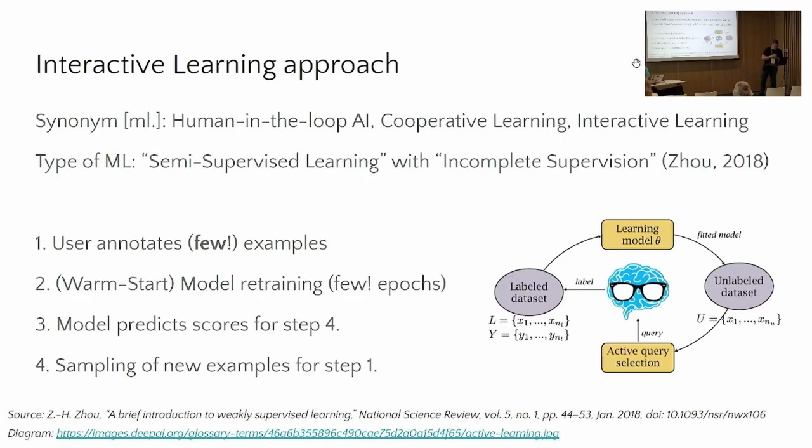So let's go to interactive learning. This is a brief overview. In the first step, the user will see a few examples, maybe 10 examples, not so many. Then an already pre-trained model, or the model from the previous step, will be retrained. Then we predict model scores on unlabeled sentences. These model scores we can use to sample from a bigger collection. And then we resample and restart over again.